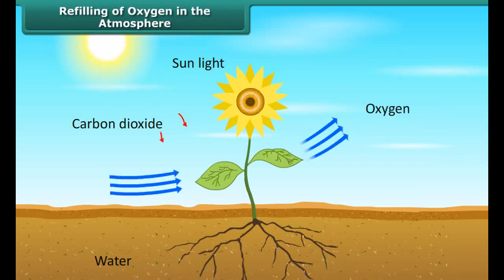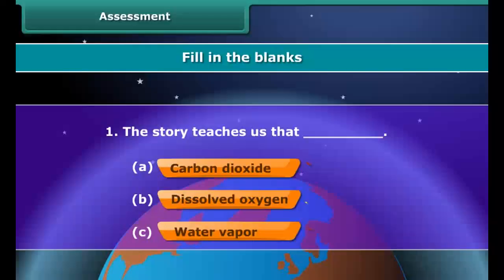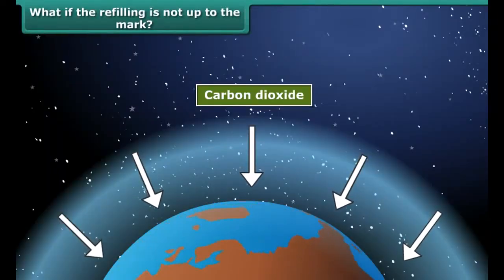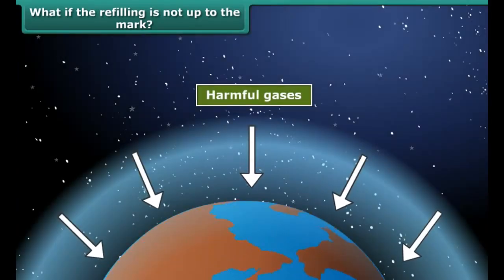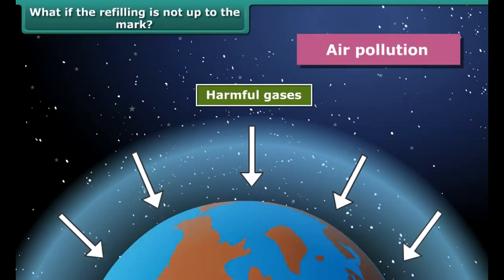Plants also consume oxygen for respiration, but they produce more of it than they consume. So the plants silently save us from dying without even being noticed. What if carbon dioxide is pumped more into the atmosphere and it is beyond the capacity of plants to maintain the carbon dioxide-oxygen balance? What if other harmful gases are released in the atmosphere? The answer is, it results in air pollution.